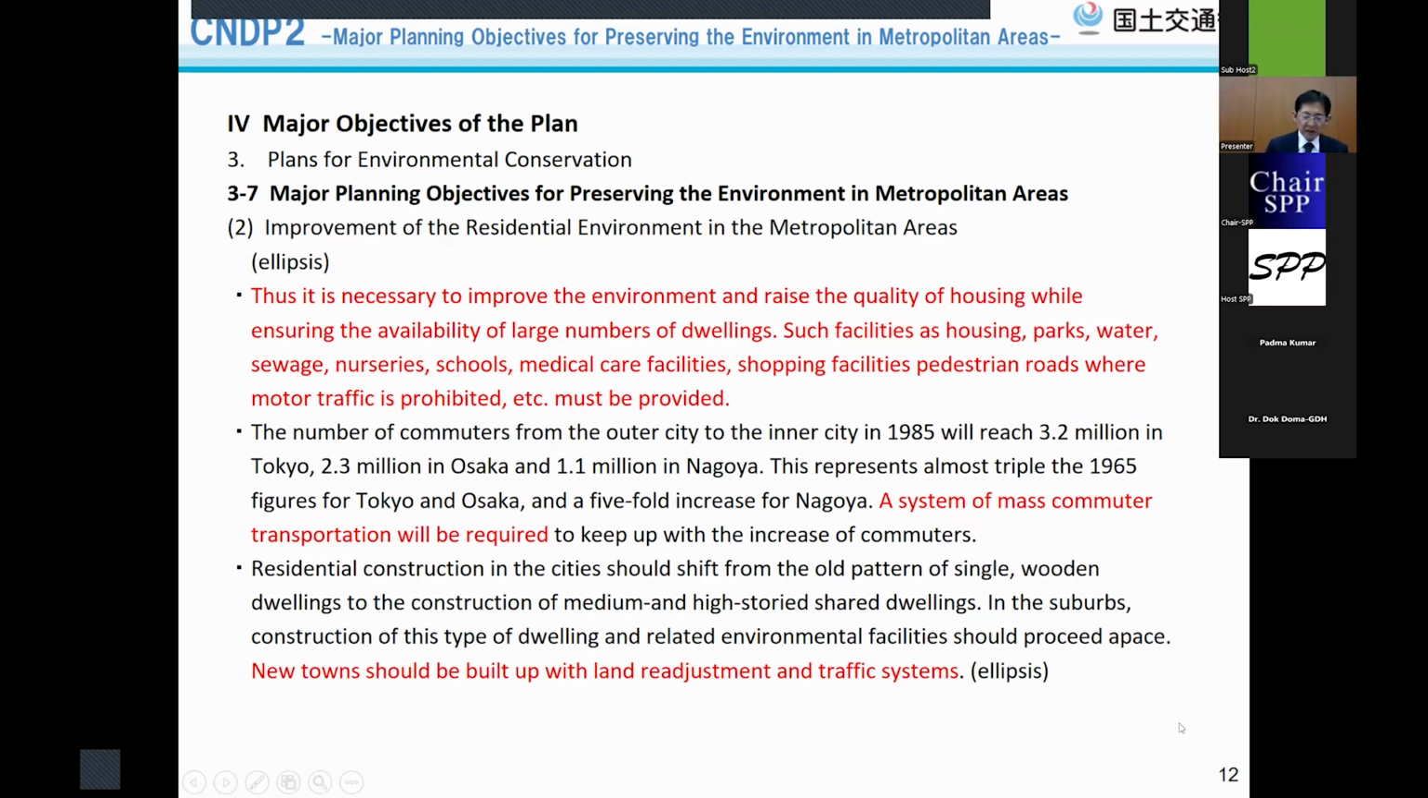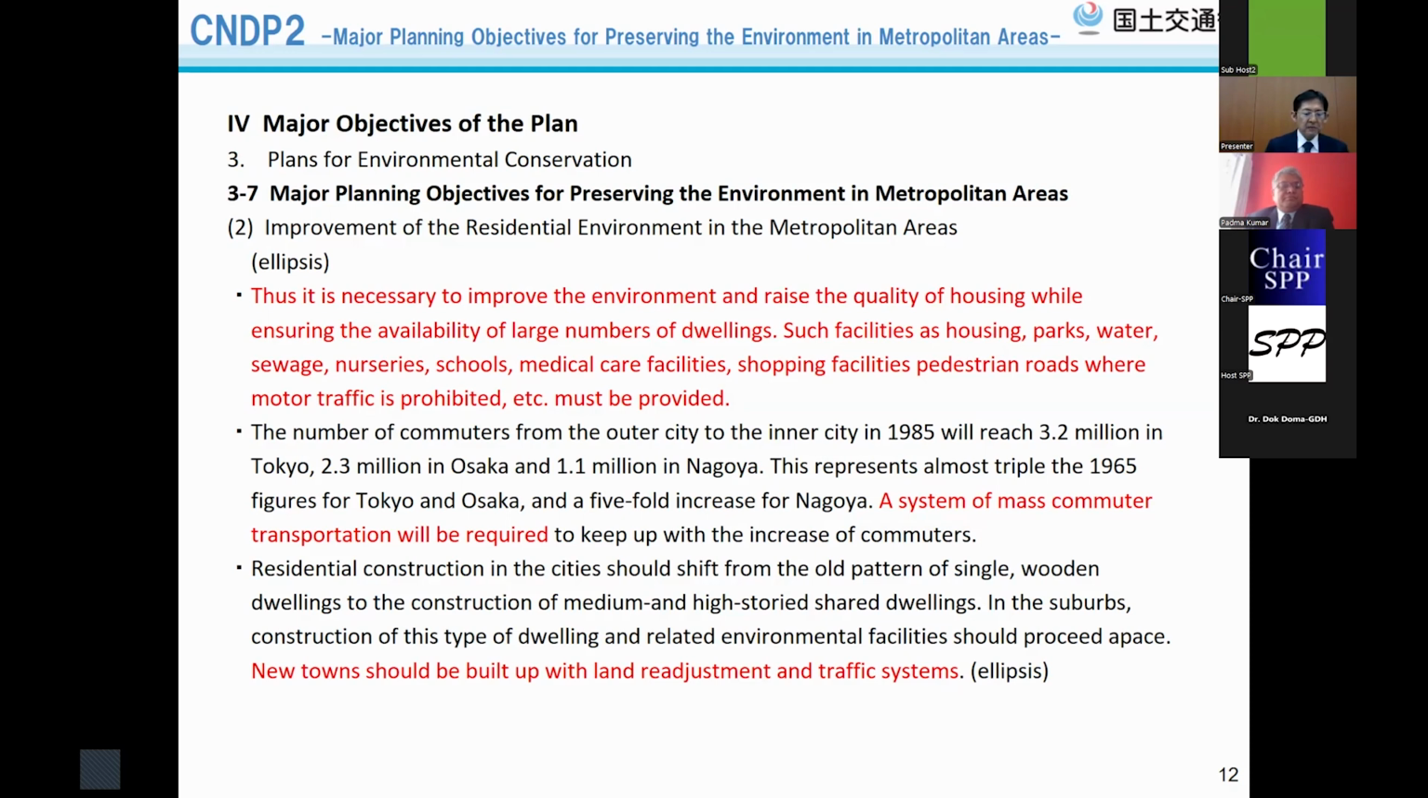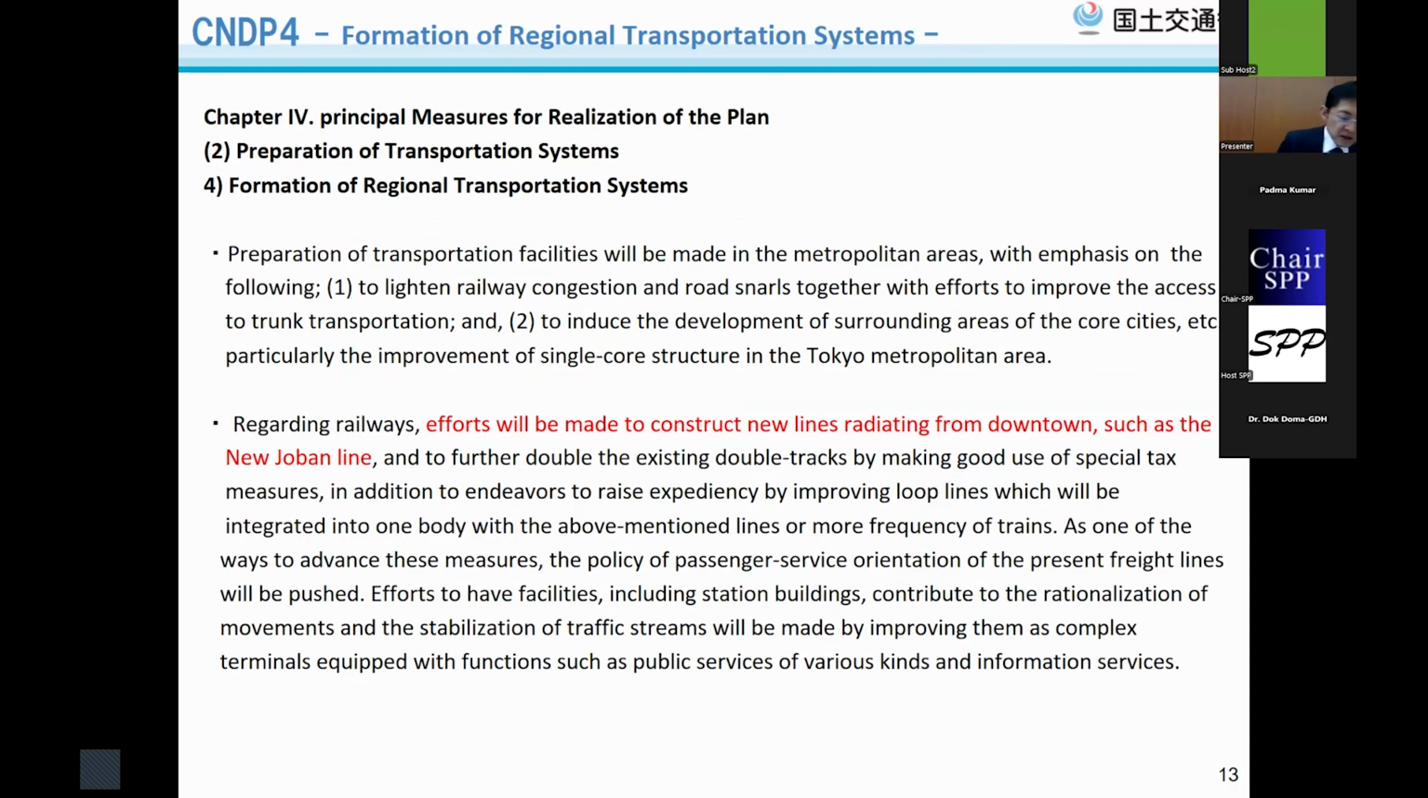And we saw a huge number of commuters from the suburban areas to the inner cities. So in the large urban areas, rather than promoting old patterns of single wooden dwellings, we shifted to the construction of medium and high-story shared dwellings. In the suburbs, construction of this type of dwelling and related environmental facilities were promoted apace. And so new towns were built in the suburban areas in order to control the traffic.